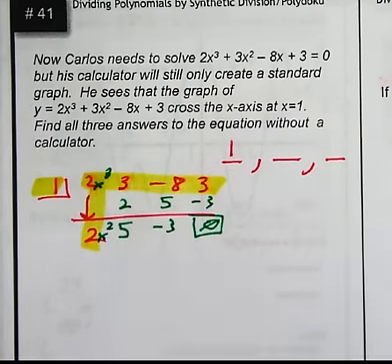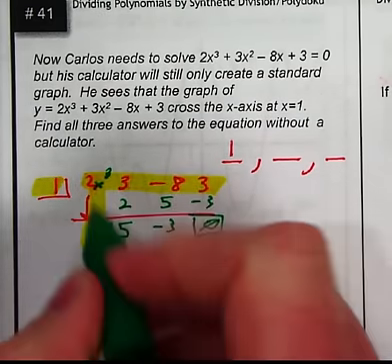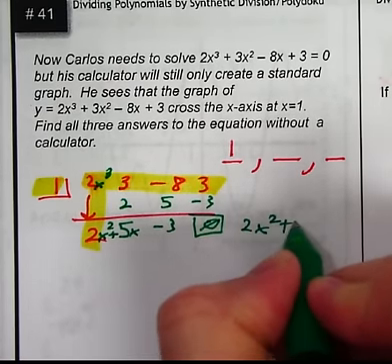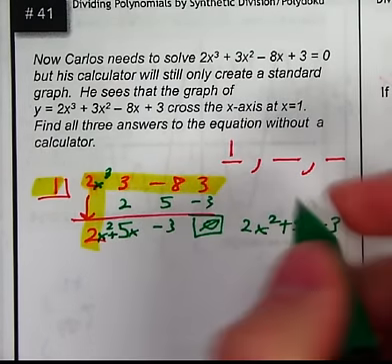Therefore, my equation was a cubic. It's now an x squared because I divided it by an x term. X cubed divided by x makes x squared. So this is plus 5x minus 3. So 2x squared plus 5x minus 3 is another factor that I can use quadratic formula on.